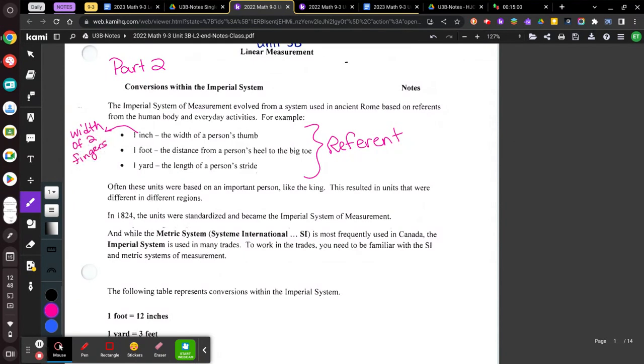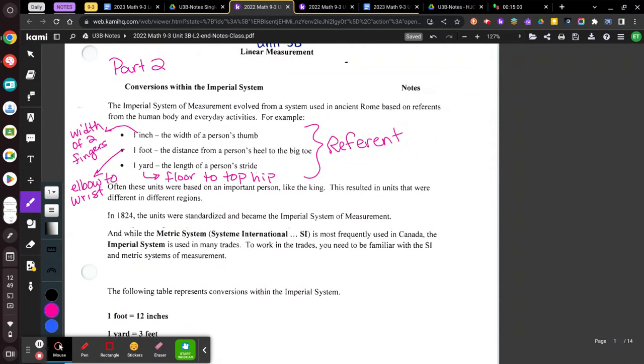Okay. A foot is the distance from your heel to your big toe. Another one for your foot is from your elbow to your wrist. Your elbow to your wrist is about a foot long. Okay, a yard is about your stride, and it's about the length from the floor to the top of your hip. So from the floor to the top of your hip is about 1 meter. Okay, it's about a yard.